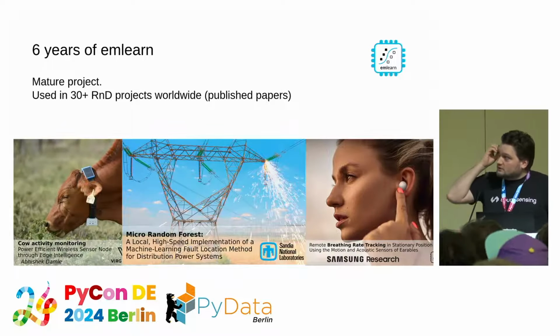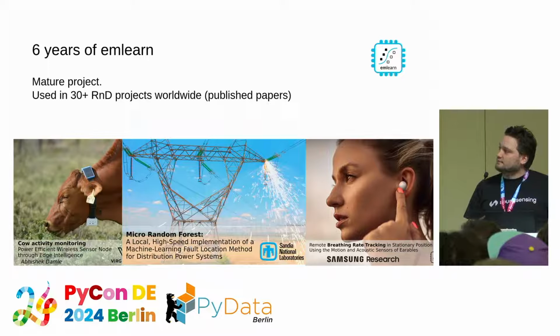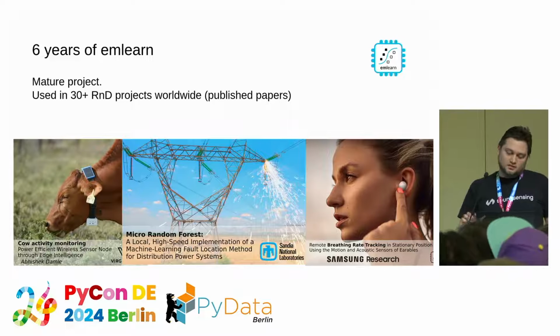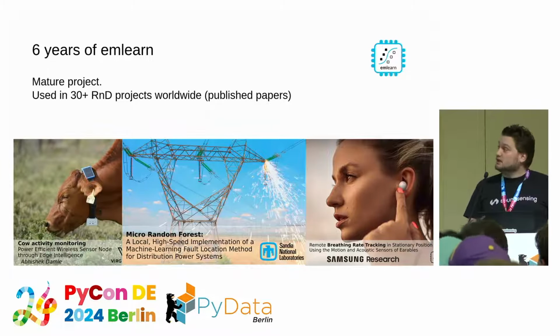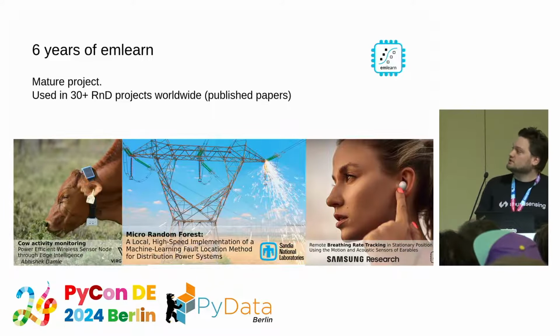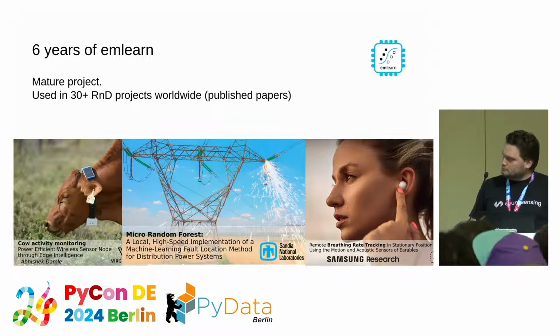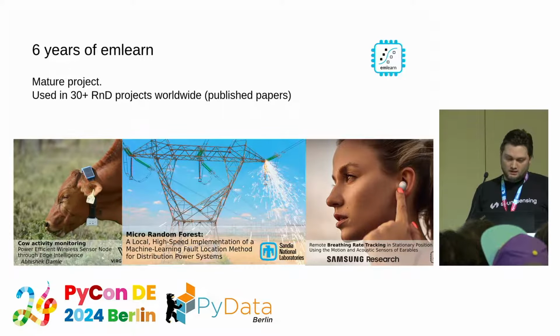The library has been around for around 6 years now. It was started by me, and it's been maintained by me since that time, with a couple of contributors here and there. I'm aware of at least 30 R&D or industrial projects that have published papers that have used this library, and there are probably ones that I don't know about either, which is typical for open source. This includes research from Samsung, cow tracking research from Virginia Tech, and research from Sandia National Labs about monitoring large electrical grids.